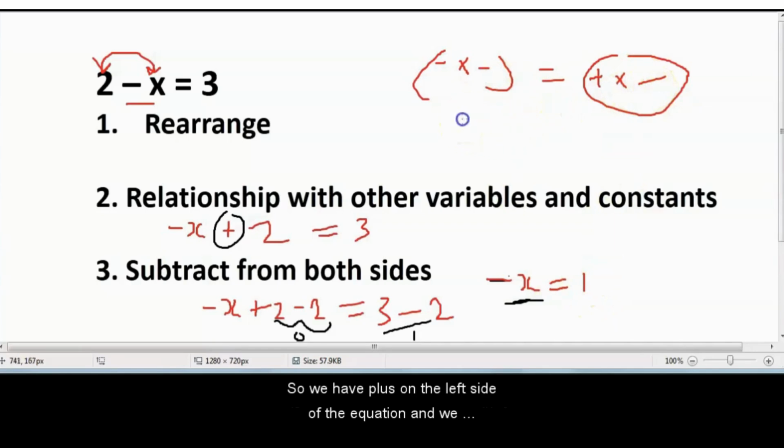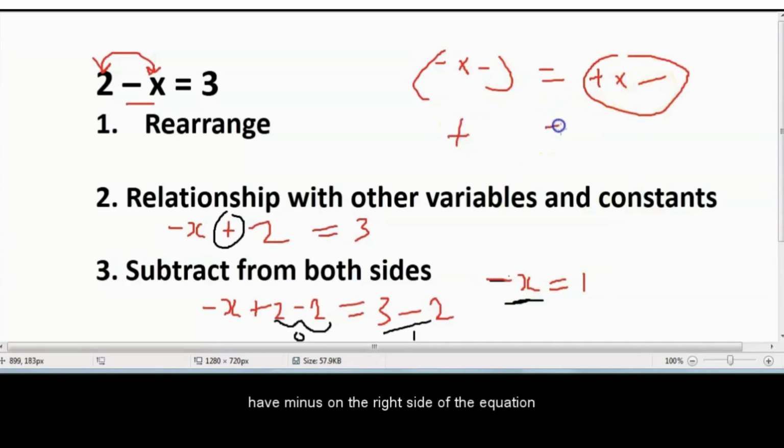Minus of the x multiplied by the minus, the plus of the 1 multiplied by the minus. So we have plus on the left side of the equation and we have minus on the right side of the equation. That means x on the left side is equal to minus 1. 1 becomes minus after multiplying the signs.